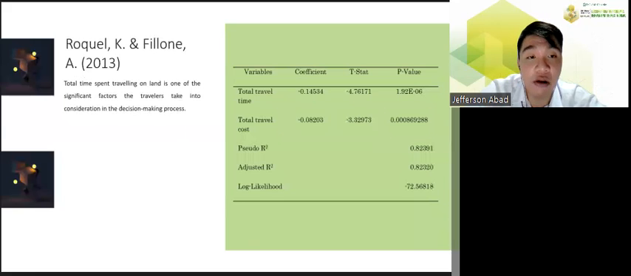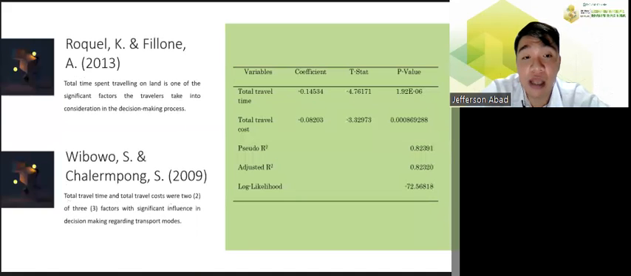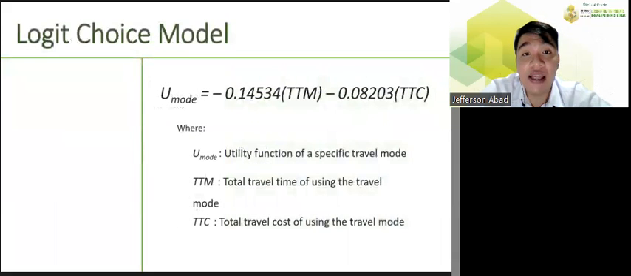Furthermore, it was also explained in the study that cost is an important factor in decision-making, as per an individual's perception of his or her money's worth. Similar results were also obtained by Wibowo and Salermpong in 2009, where it was concluded that total travel time and total travel cost were two of the three factors with significant influence in decision-making regarding transport modes. With this, the utility model developed, which relies heavily on travel time and cost, is as follows.